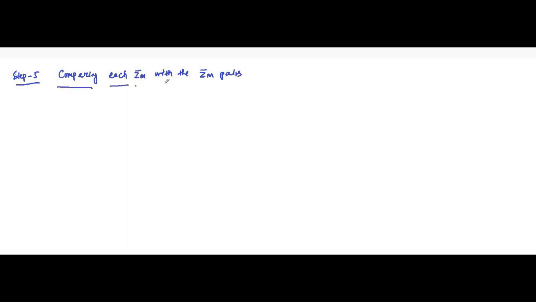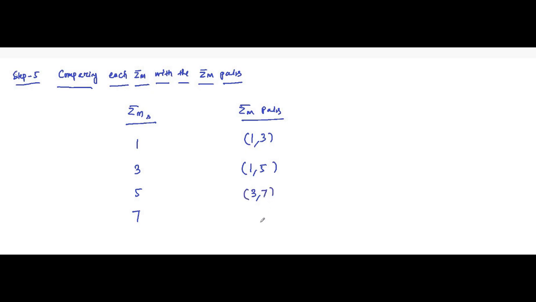Okay, so for that we will list all the minterms in one column and all the minterm pairs in another column. The minterms are 1, 3, 5, 7, and the minterm pairs that are formed are 1, 3; 1, 5; 3, 7; and 5, 7. These are the minterm pairs that are formed.